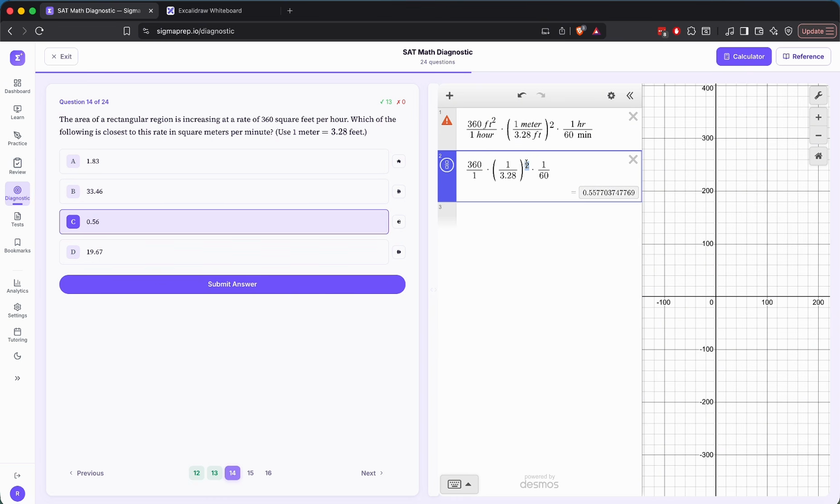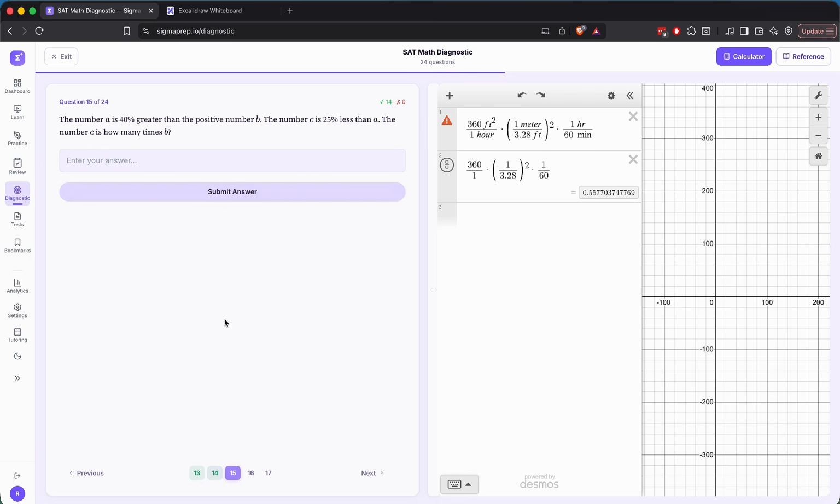Again, usually you see if I get rid of the squared, what do we get? We get 1.829. That's the trap answer A, right? So we know better, so we're not going to fall for that. But they almost always have that. So next question. Percents, once again, right?